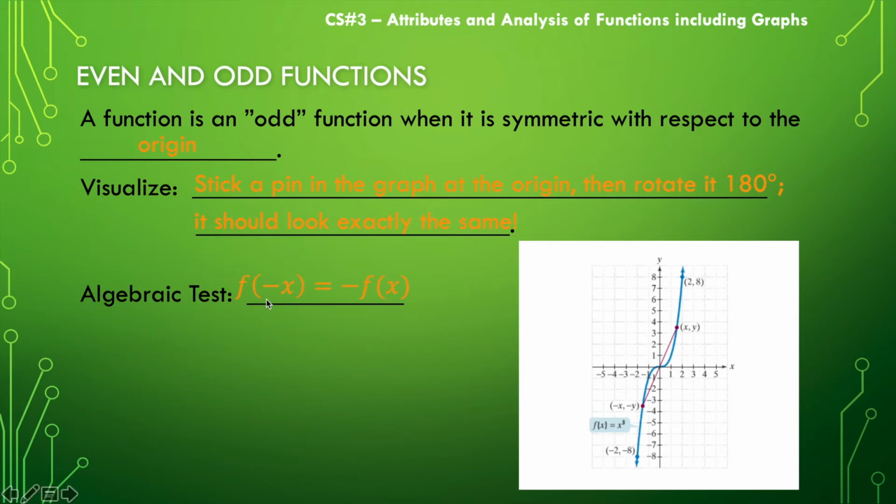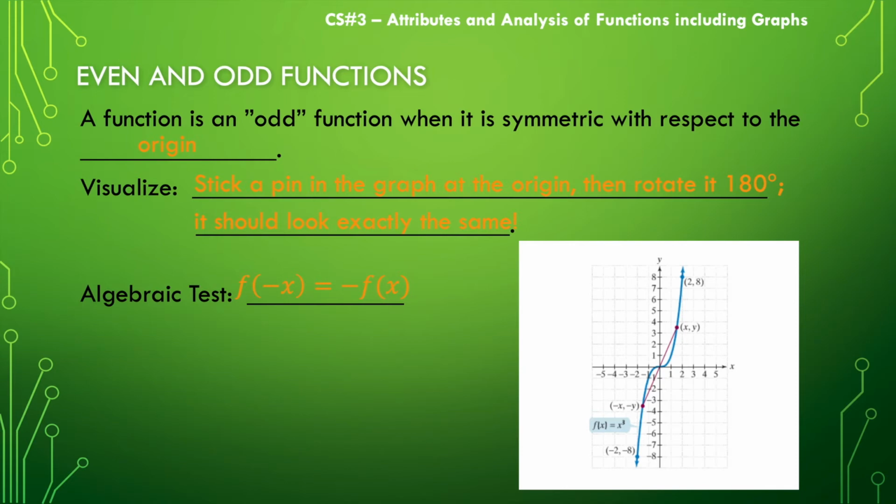In the first one, we are negating the variable and then simplifying. In the second one, we're negating the whole function. This is the same as putting parentheses around the entire function, putting a negative in front of it, and then distributing the negative all the way through.